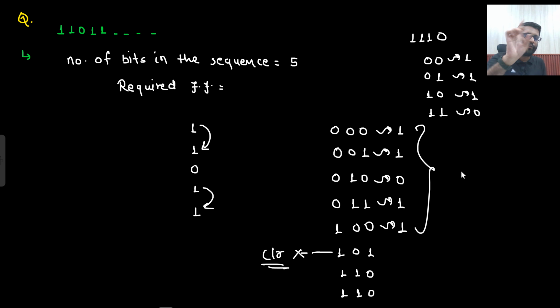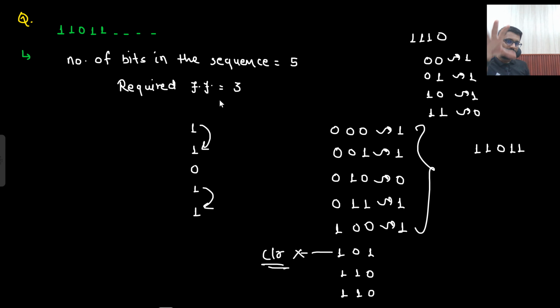So using only 4 combinations I can assign these values. But now I have the number of bits equal to 5, which are 1 1 0 1 1. So I need at least 5 combinations to which I can assign the values. For getting 5 combinations, how many bits do you require? 3 bits. And 3 bits means 3 flip-flops. Did you understand this point or not?